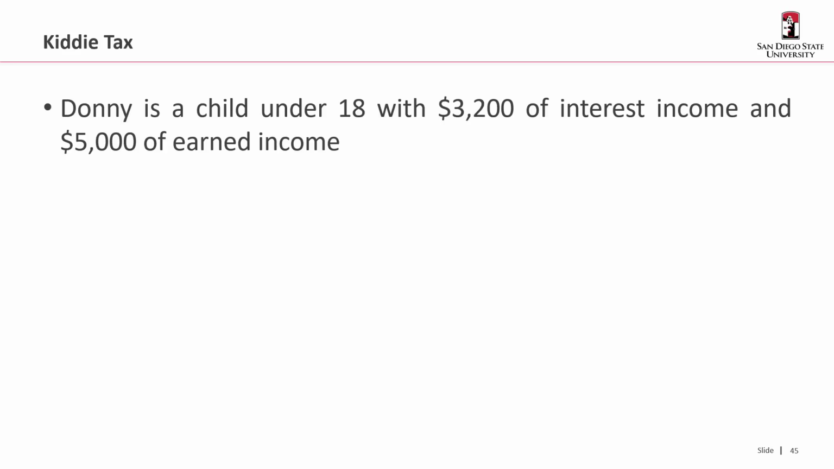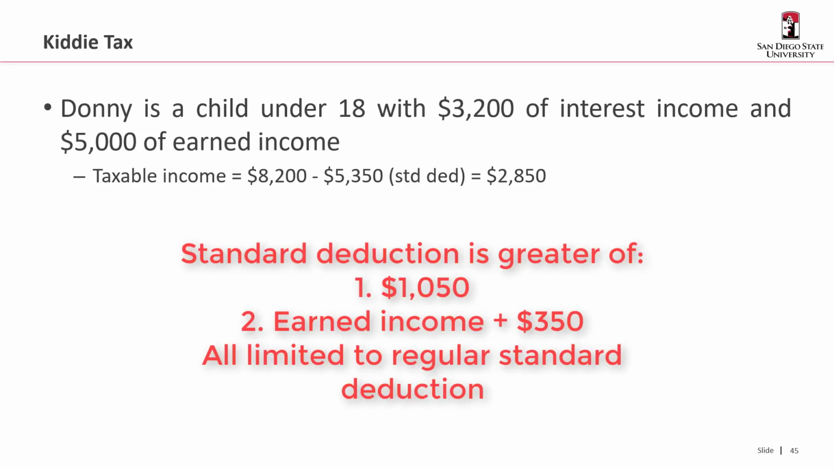In our next example, Donnie, everything's the same, $3,200 of interest income, but now Donnie also has $5,000 of earned income. So taxable income is up to $2,850. So that's $8,200. That's his gross income less the standard deduction amount. Okay, so the standard deduction amount here is a little more complex than the previous one. So it's not the $1,050. In this case, it's earned income plus $350. So that's $5,350. That leaves taxable income of $2,850.